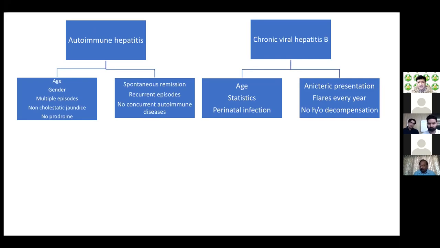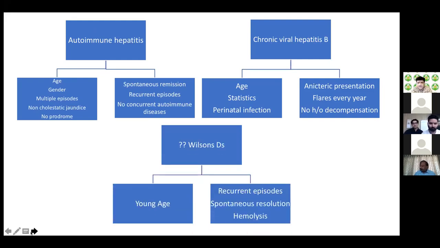Okay, fine. So can you go to the third possibility? Why did you keep Wilson as the possibility in this patient? Sir, because of the young age, I have kept low down the possibility of Wilson's, although I could not find any neurological symptoms, and sir, recurrent episodes with spontaneous resolution go against the possibility of Wilson's. But low down the order, sir, I've kept Wilson's because of the young age.